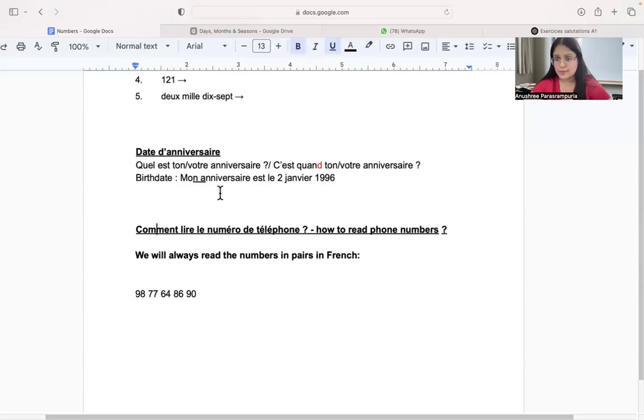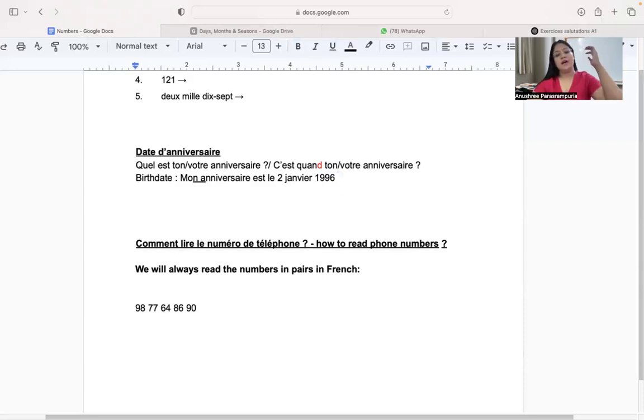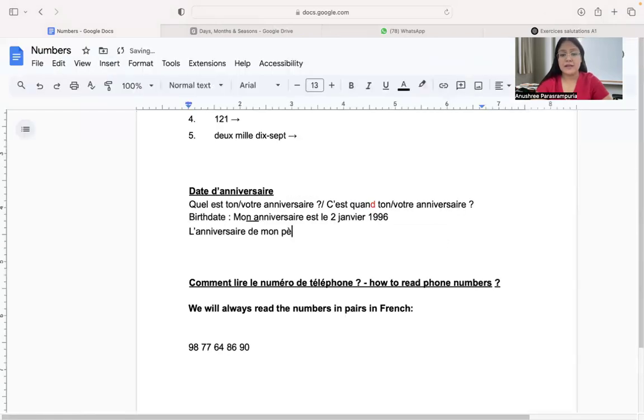In order to practice this better, you can also ask for the birth date or write the birth date of your family members in this format. Okay, so if you want to say my father's birthday is on, you can say l'anniversaire de mon père. Père means my father. Mon père means my father. So the birthday of my father, l'anniversaire de mon père est le, and then dash, dash, dash. That's how you can write it with all the family members as well.